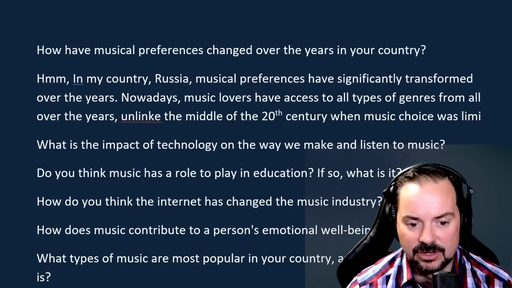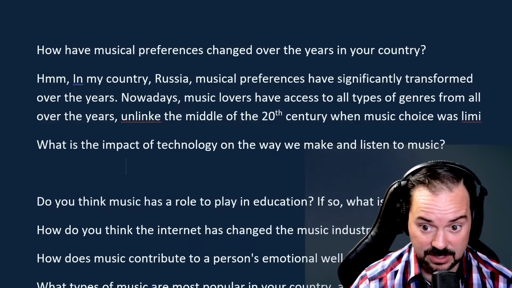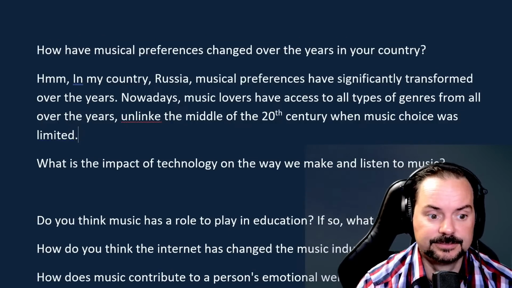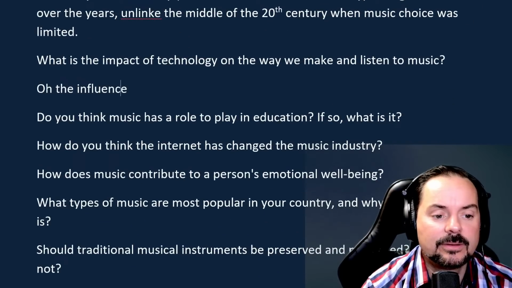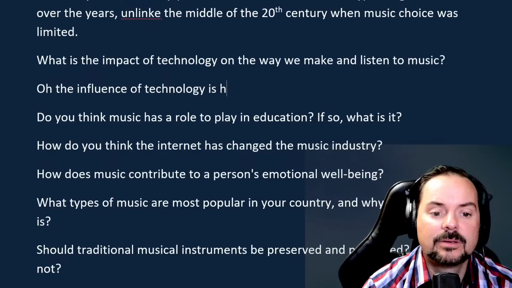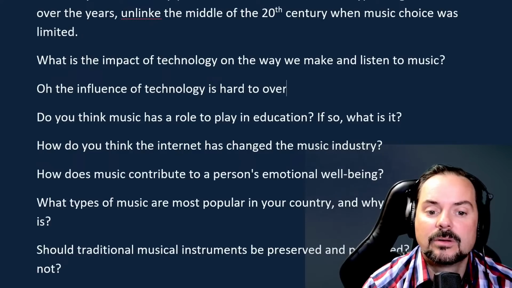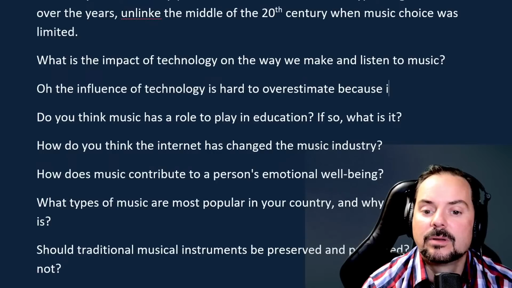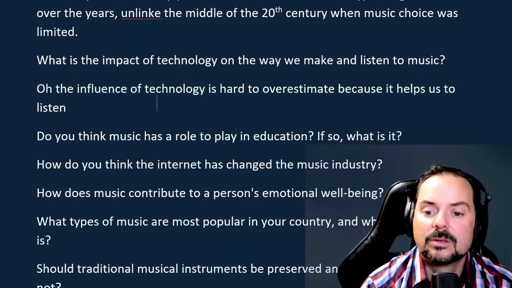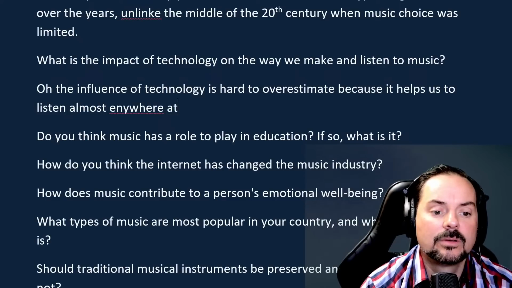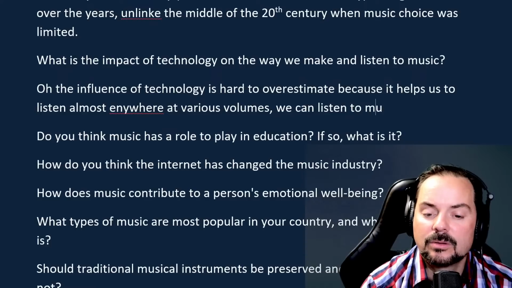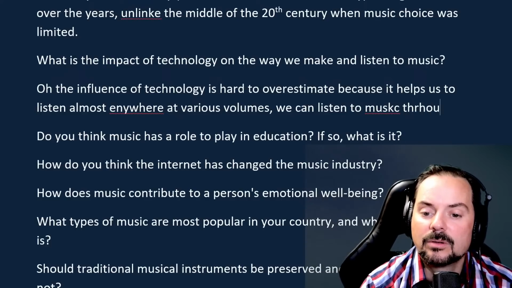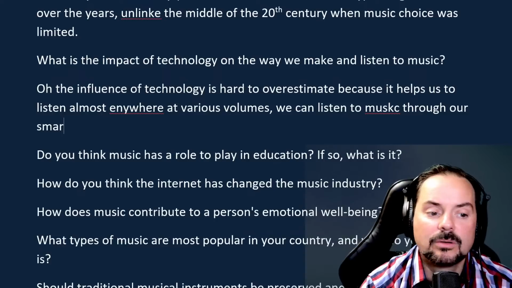What is the impact of technology on the way we make and listen to music? Oh, the influence of technology is hard to overestimate. This is because it allows us to listen to music practically everywhere and at various volumes. We can use music through our smartphones, laptops, and we can play music as well and record it, and it was impossible, say, like 100 years ago.